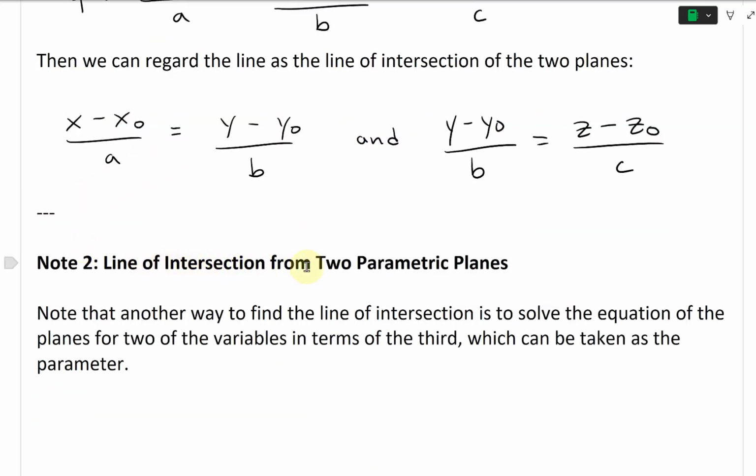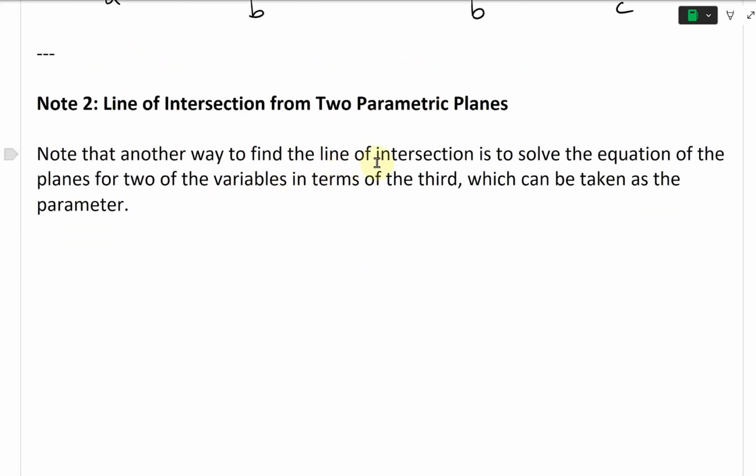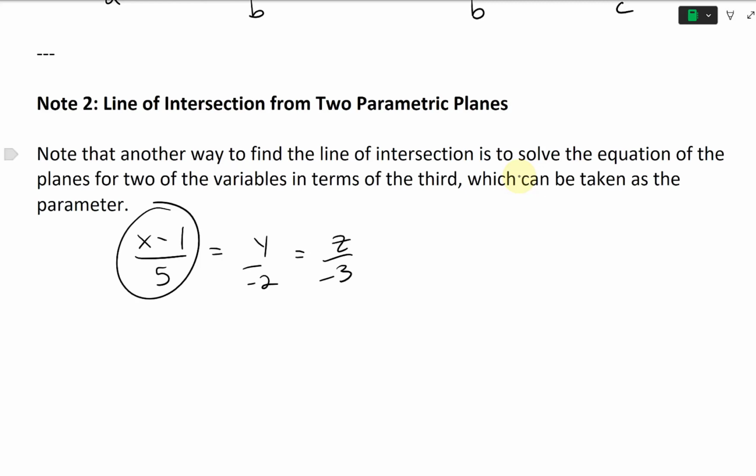So note 2, line of intersection from 2 parametric planes. Again, this is tied in with note 1. So note that another way to find the line of intersection is to solve the equation of the planes for 2 of the variables in terms of the third, which can be taken as the parameter. So in our earlier example 7, we had x minus 1 over 5 equals y over -2, which equals z over -3. So what we could do is take this and equate it to this, and then also take this one and equate it to this one here.